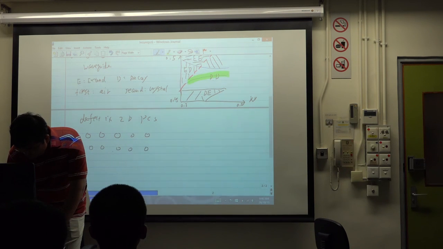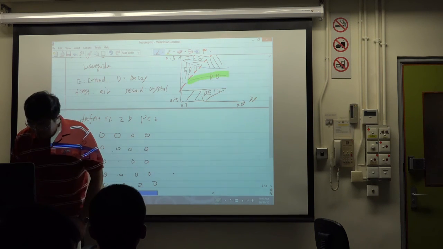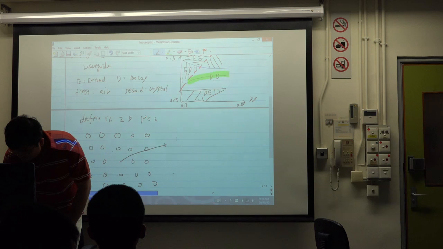Typically 5 by 5 can get better results. Because I have written code by myself, I found 5 by 5 is good enough. I just remove this part. This is for the defect.